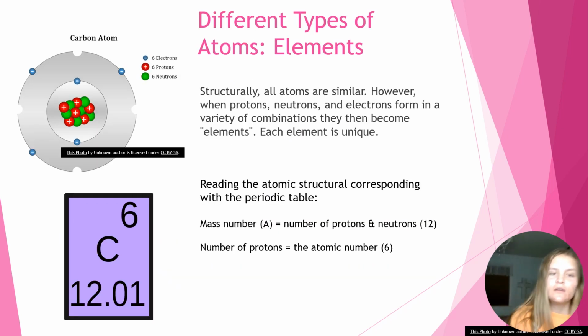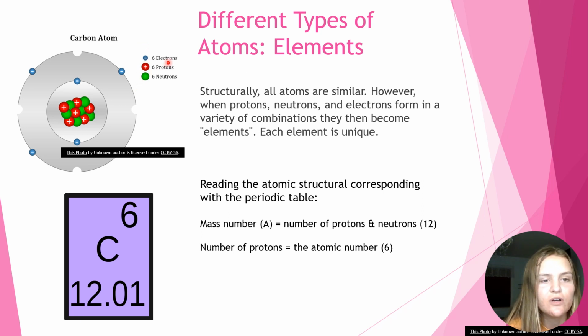Okay, so building upon the atom, once you understand what an atom is, you can understand elements. Structurally, all atoms are similar. However, when protons, neutrons, and electrons form in a variety of combinations, then they become their own unique element. So I put carbon as an example, and as you can see, it has 6 electrons, 6 protons, and 6 neutrons. So this atom right here is its own unique formation.